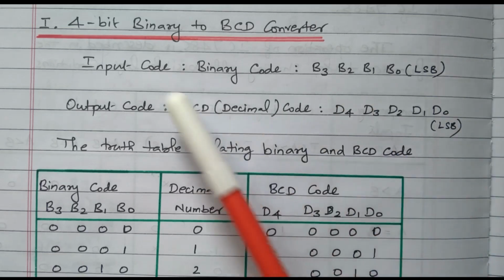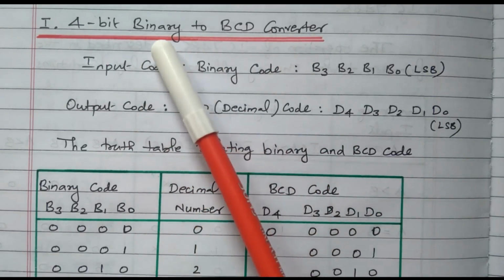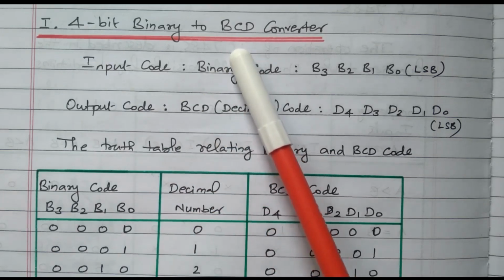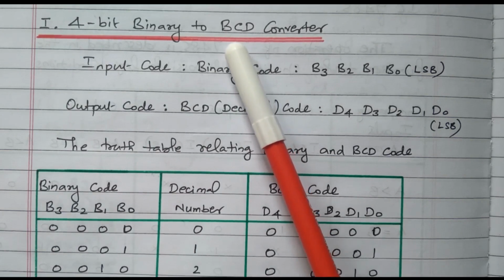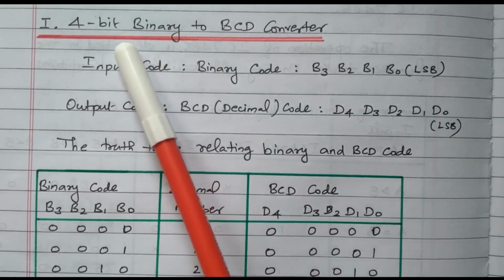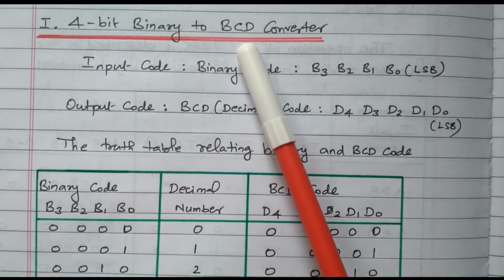Now we will go to the topic 4-bit binary to BCD converter. Binary means zeros and ones having 4 bits. BCD means binary coded decimal, which is also 4 digits. Each and every decimal number is represented by 4 digits, that is called BCD, binary coded decimal, right? So the 4-bit binary number is what we are going to convert into BCD.